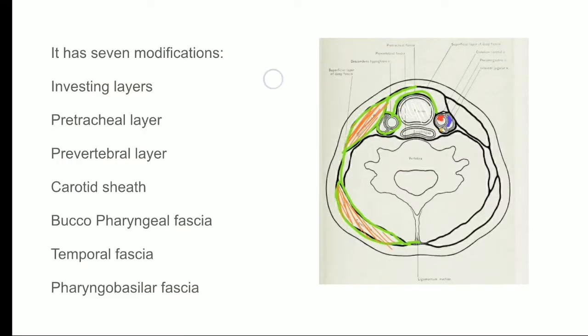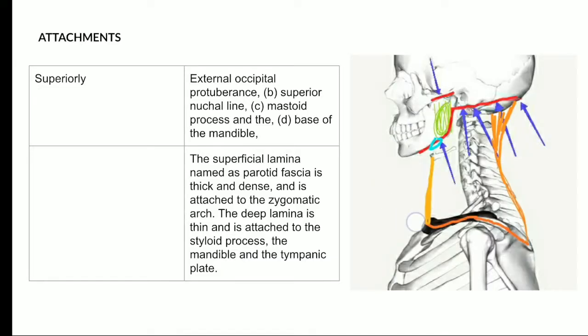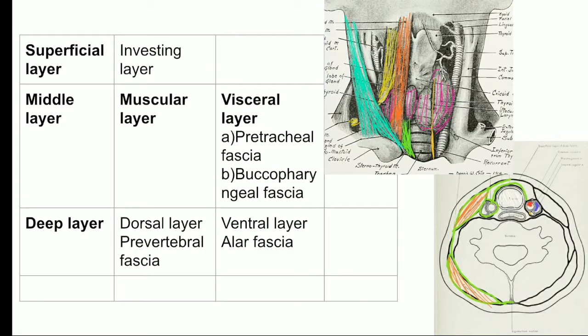We'd seen its 7 modifications, which were the investing layer, the pretracheal layer, the prevertebral layer, the carotid sheath, the buccopharyngeal fascia, the temporal fascia, and the pharyngobasilar fascia. We'd also talked in detail about the investing layer of the deep fascia and all of its attachments and all the clinically relevant points related to it. So in this video, we are going to continue talking about the pretracheal fascia and the prevertebral fascia.